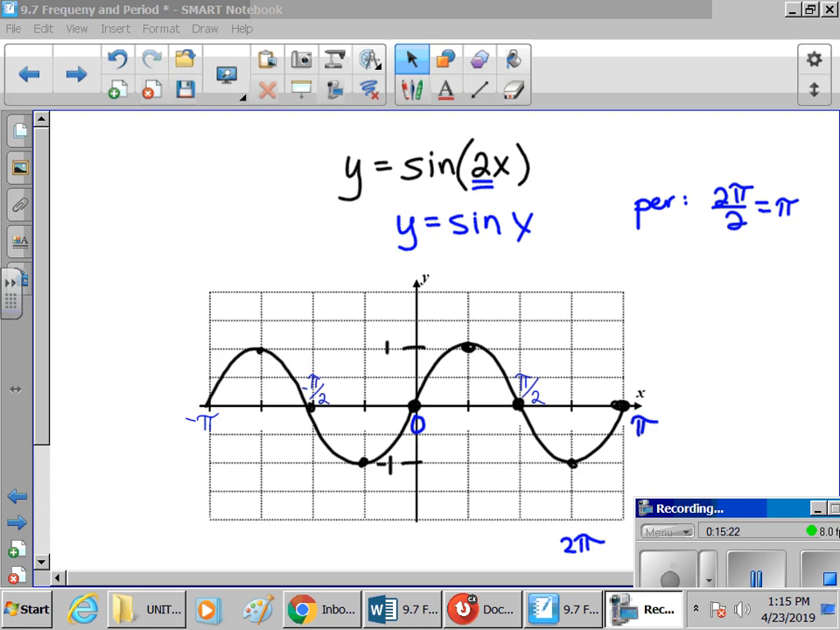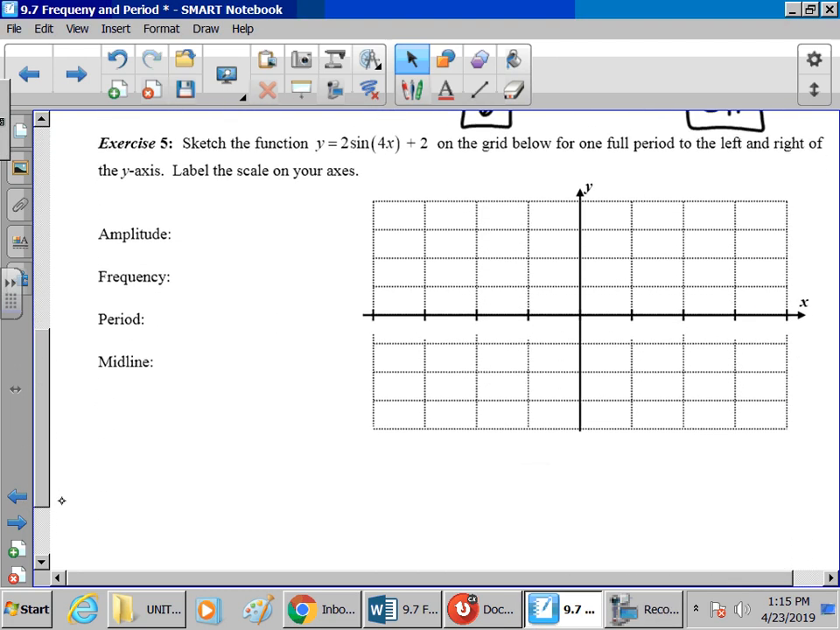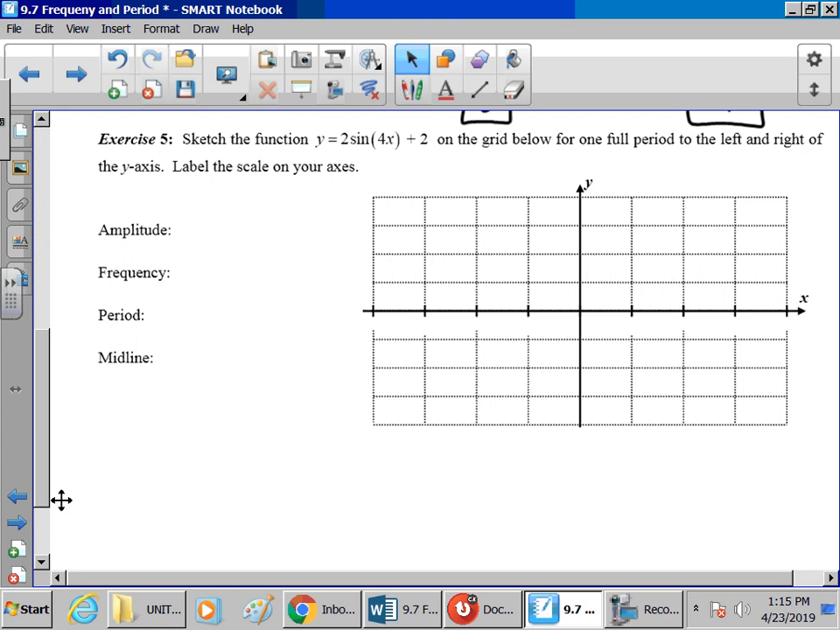But anyway, taking a look at that, now let's look at a more complicated one down here at exercise 5. So this one is going to be y equals 2 sine 4x plus 2.